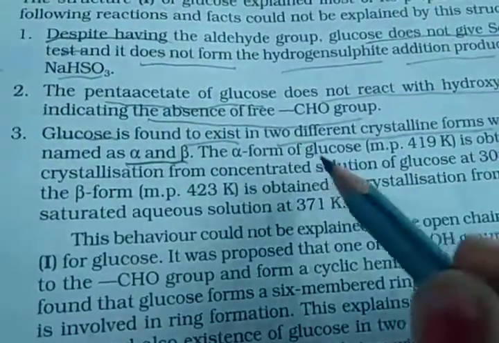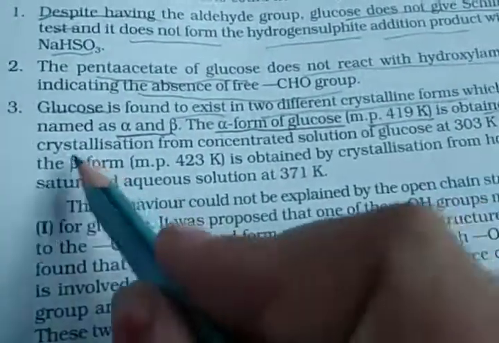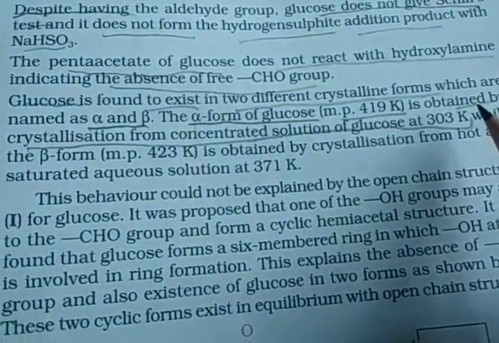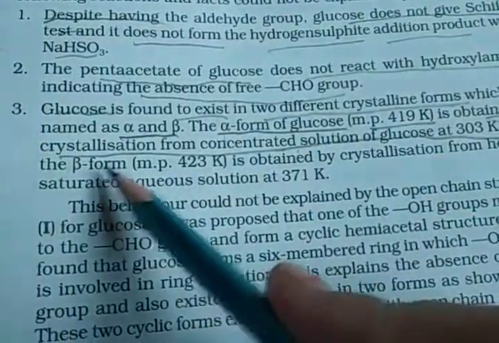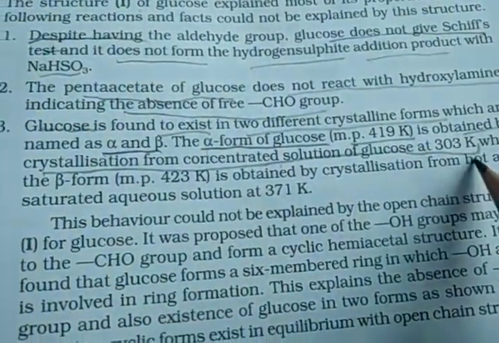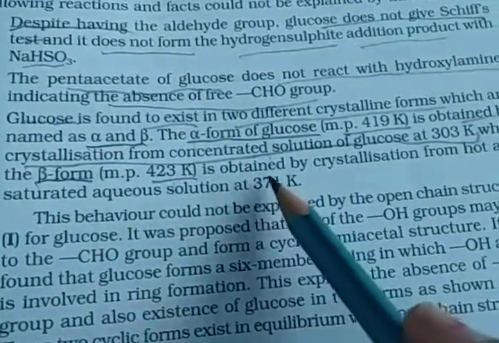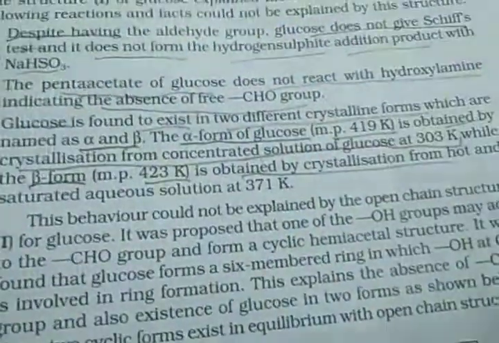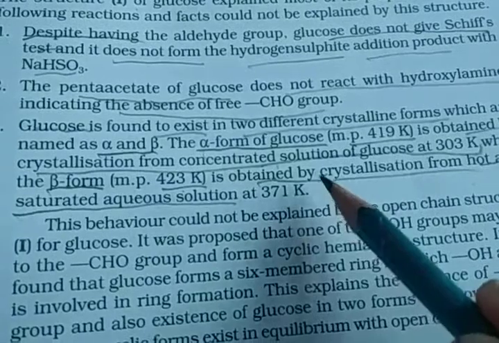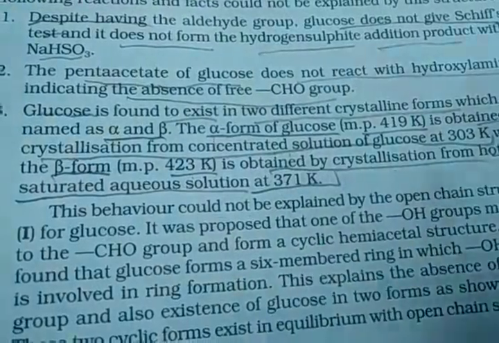The alpha form of glucose, melting point 419 Kelvin, is obtained by crystallization from a concentrated solution of glucose at 300 Kelvin. The beta form, melting point 423 Kelvin, is obtained by crystallization from a hot and saturated aqueous solution at 371 Kelvin.